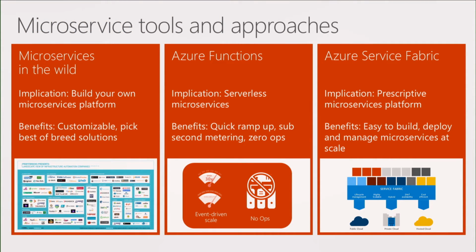And there's lots of ways to build microservice applications. It is early days. I wanted to just show three options so you can think through the different approaches as you think about the value of microservices infrastructures. One is what we call microservices in the wild. This is basically build your own, take the best of breed of all these open source capabilities and tools and solutions to build your own customized microservices-based application.